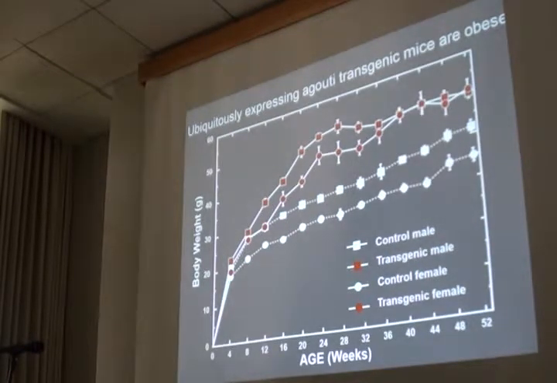And what you see is the transgenic males and the transgenic females in red are fat. And they're also yellow. So that tells us that agouti alone can cause the obesity and the changes in hair coat color. And we also went in and showed that it was really Rally that was causing the lethality too.